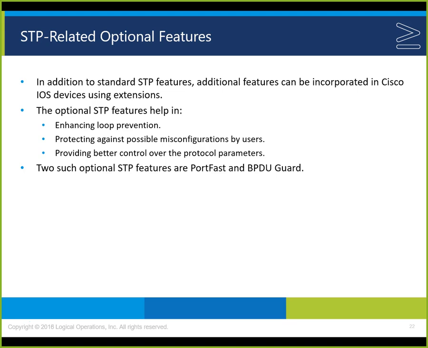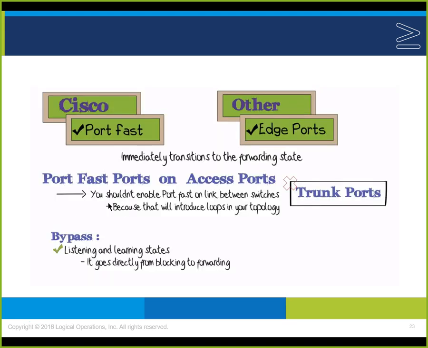There are optional features on these, enhancing loop prevention, protecting against possible misconfiguration by users, and providing better control over the protocol parameters. PortFast and BPDU Guard are two of the tools that we want to look at. What PortFast does is basically say, don't worry about it. It's not a trunk port, it's an end port. Don't even use spanning tree.